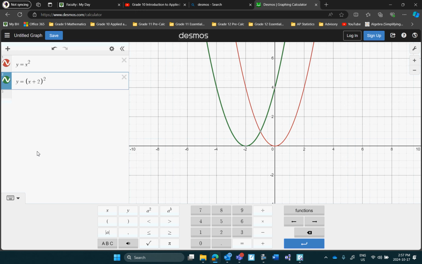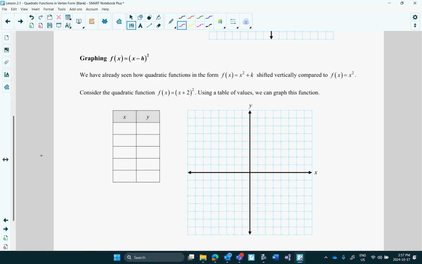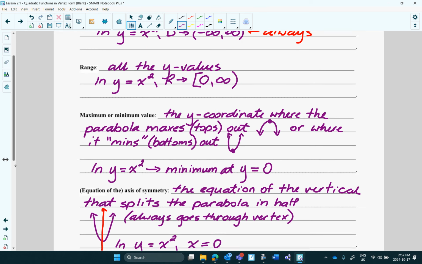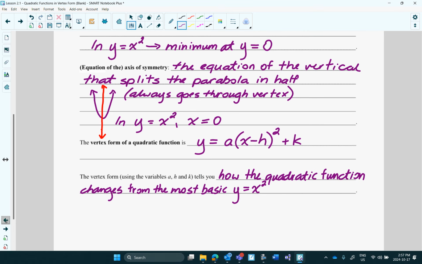Like what I said back here. Notice the way that I wrote it as a subtraction. That means if it's in subtraction form and this was plus 2, well, isn't x plus 2 squared the same as x minus negative 2? So h is actually negative 2, which means that we move to the left.